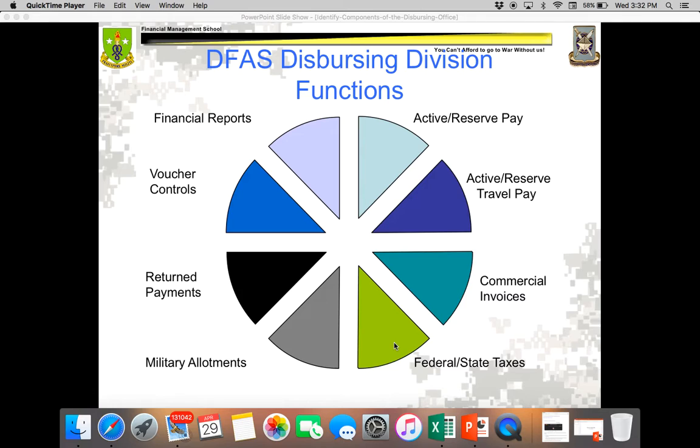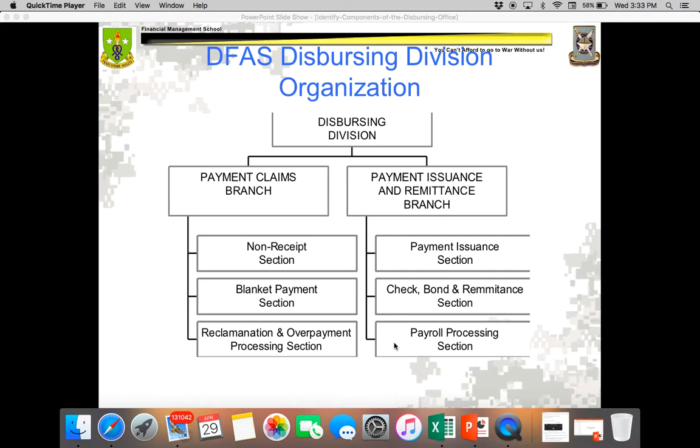But some of the functions that DFAS does: active reserve pay, travel pay, invoices, state taxes, allotments, payments, voucher controls, and financial reports. At our level, we don't see DFAS too much. However, we do make deposits into the Treasury if you're ever in a deployed environment working in a dispersing office. Here is their organizational structure.